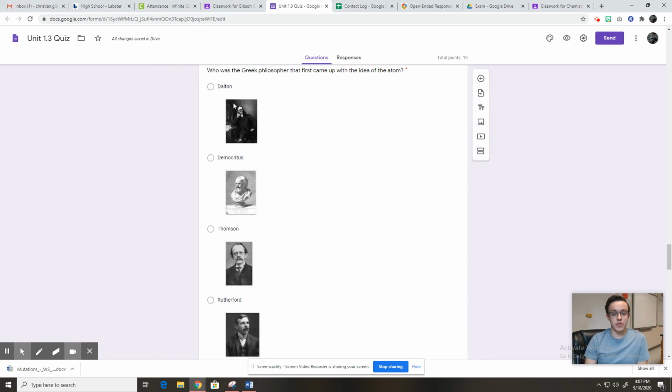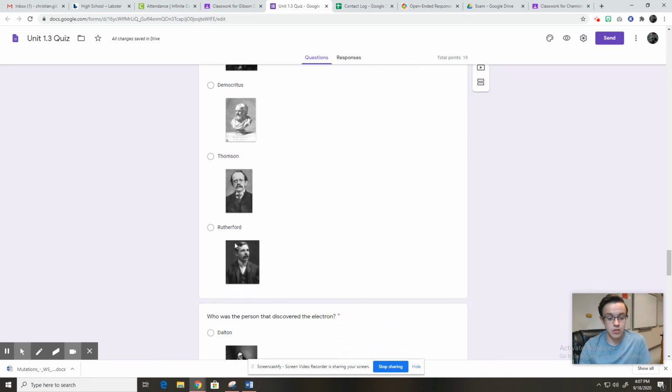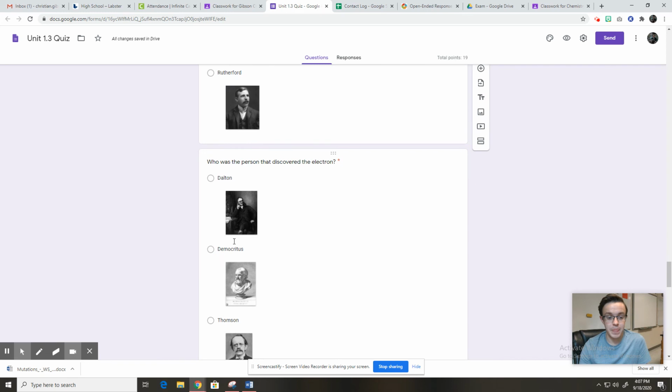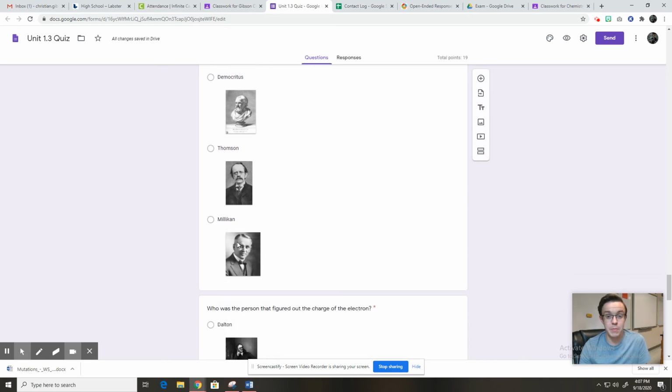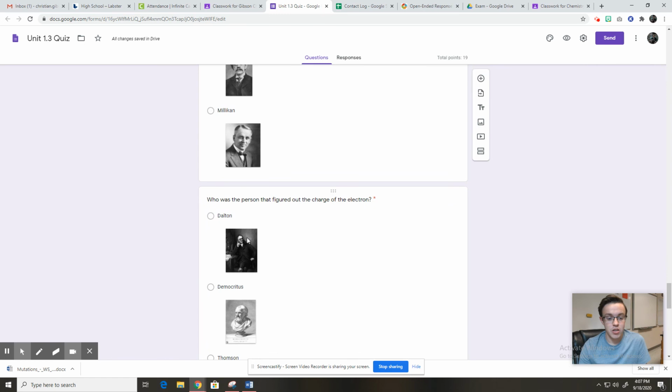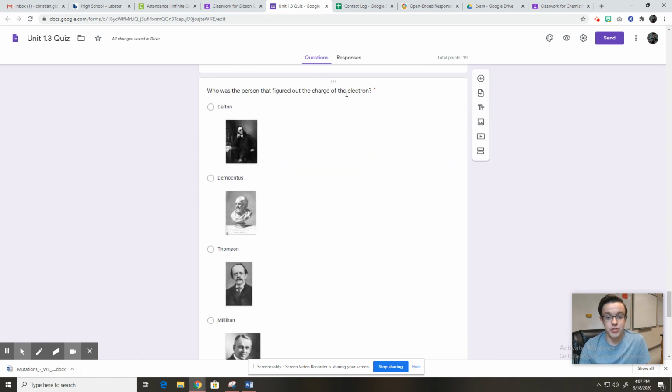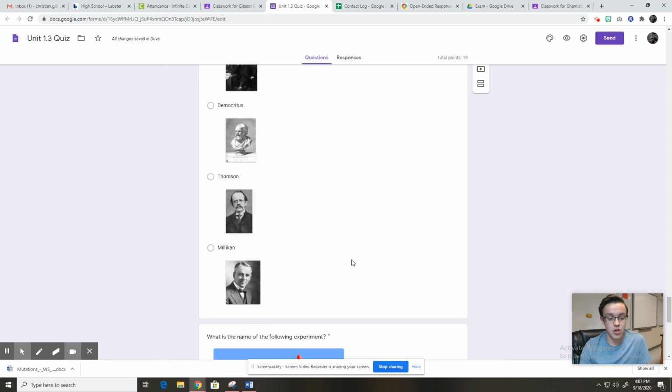Who was the Greek philosopher who first came up with the idea of the atom? Was it Dalton, Democritus, Thomson, or Rutherford? Who was the person that discovered the electron? Was it Dalton, Democritus, Thomson, or Millikan? Who was the person that figured out the charge of the electron? Was that Dalton, Democritus, Thomson, or Millikan?